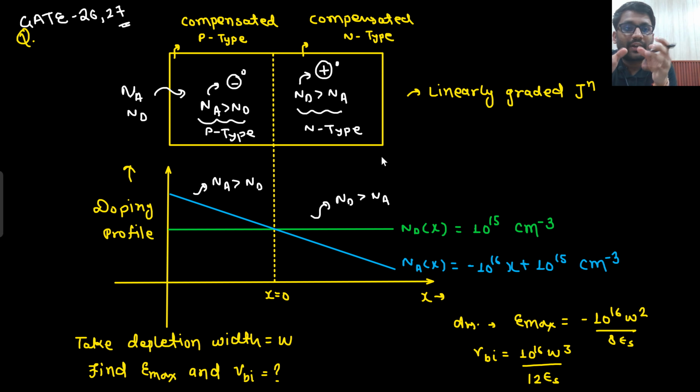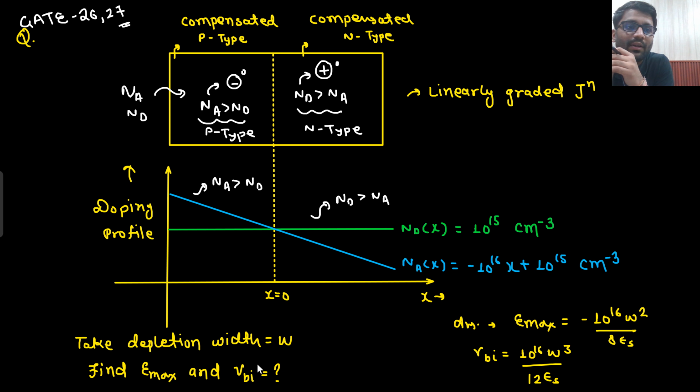They will just tell you what kind of doping we are doing, and then with respect to that, you find out the depletion width. Okay, the depletion width is given, total depletion width is equal to W. With respect to that, you find out the maximum electric field and built-in potential. This kind of question they can directly ask.